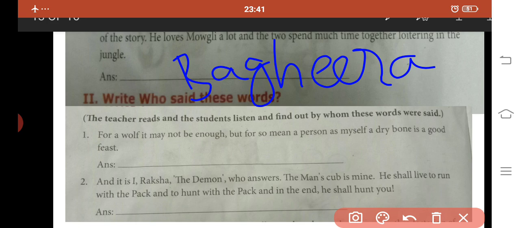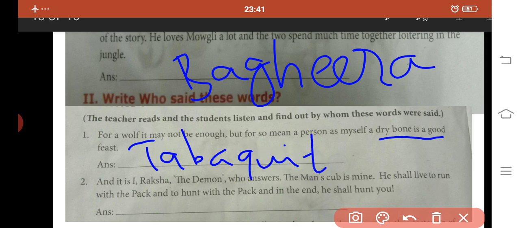The teacher reads and the students listen and find out by whom these words were said. "For a wolf it may not be enough, but for so mean a person as myself, a dry bone is a good feast." Here the jackal tells Father Wolf that a dry bone is a good feast to him. Who said these words? The answer is the jackal, Tabaqui, who tells it to Father Wolf.